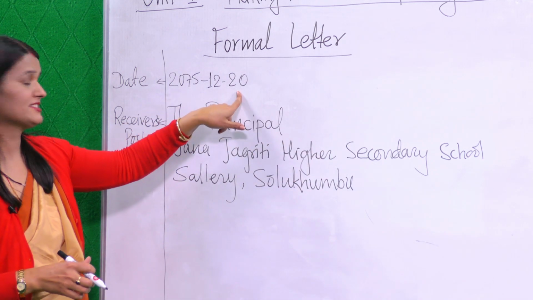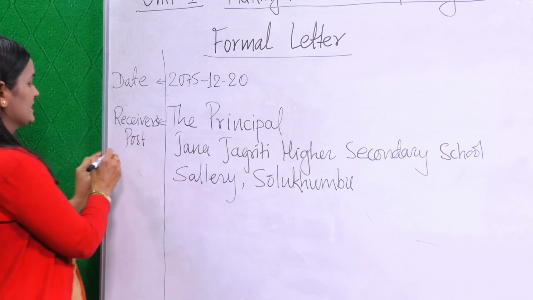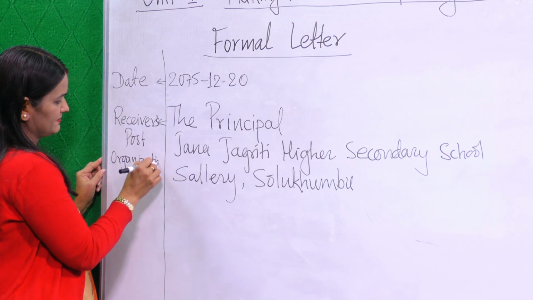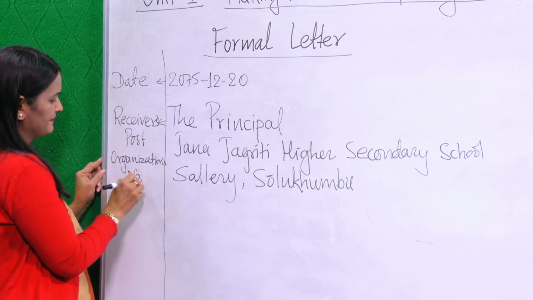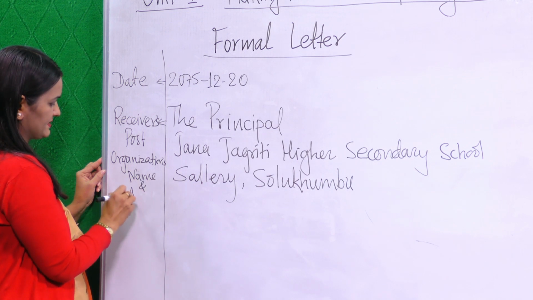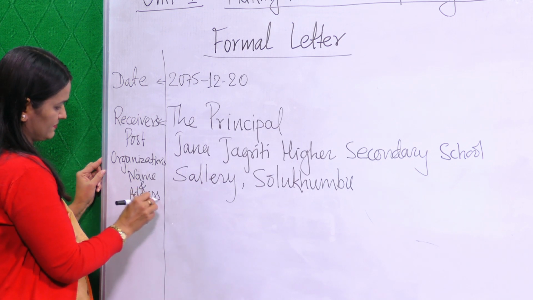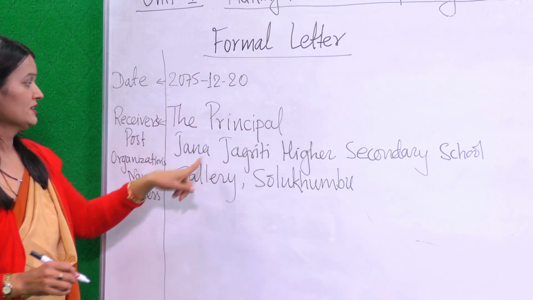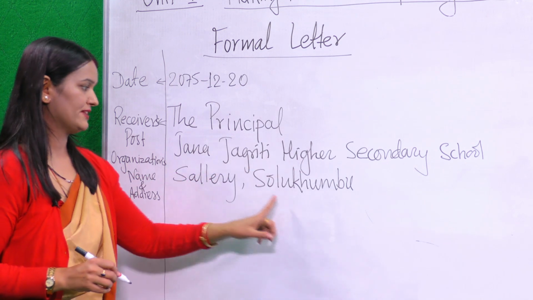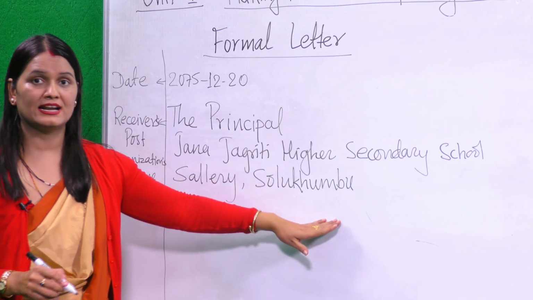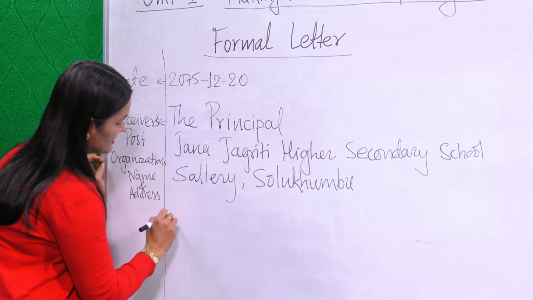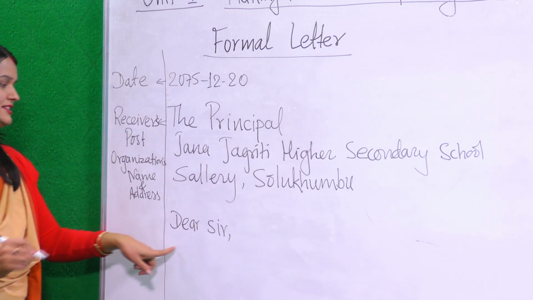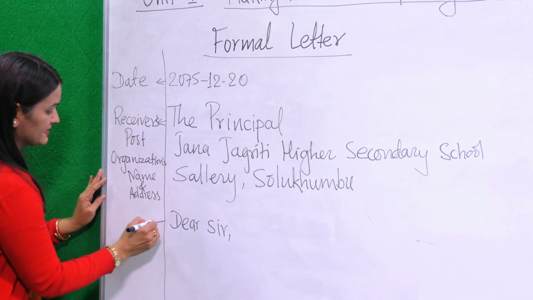So first you have written the date, then the receiver's post, organization's name and address. So 2 parts you have learned here. First the date, then the principal, the name of the organization and the address. Now again you will leave 1 line space. Then you will write Dear Sir. So this is the salutation.